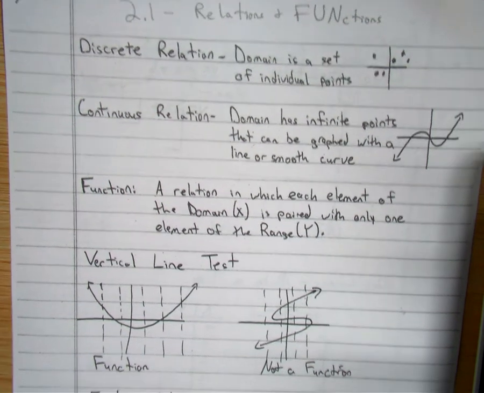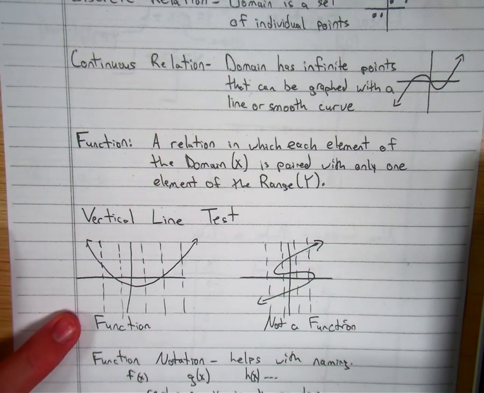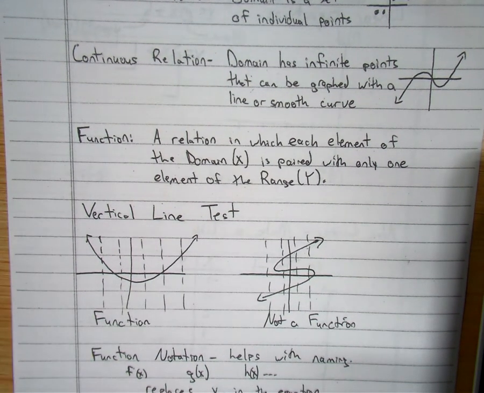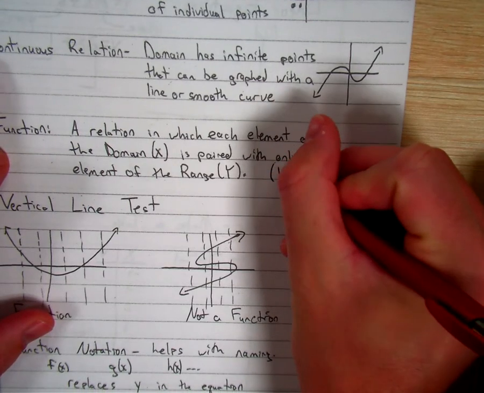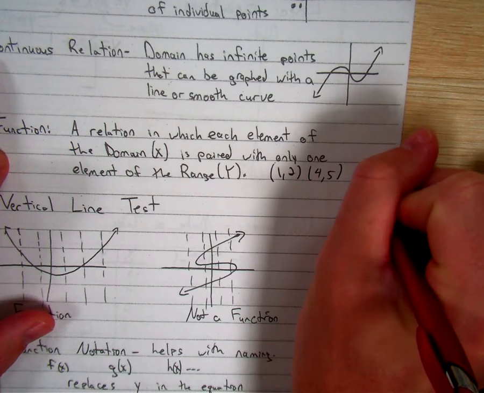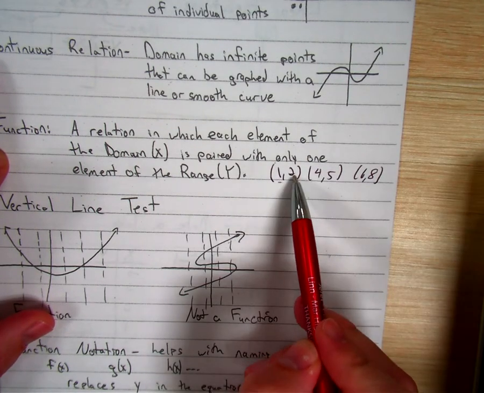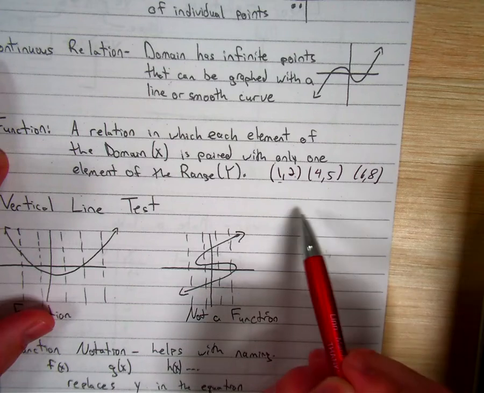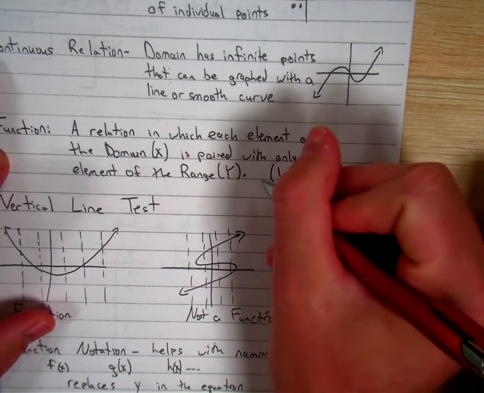Remember from Algebra 1, a function is a relation in which each element of the domain, your x's, is paired with only one element from the range, the y's. So if we were looking at a list of points, we had 1, 2, 4, 5, 6, 8. 1 only goes with 2. I don't have 1 going with something else later on. 4 only goes with 5, 6 only goes with 8.